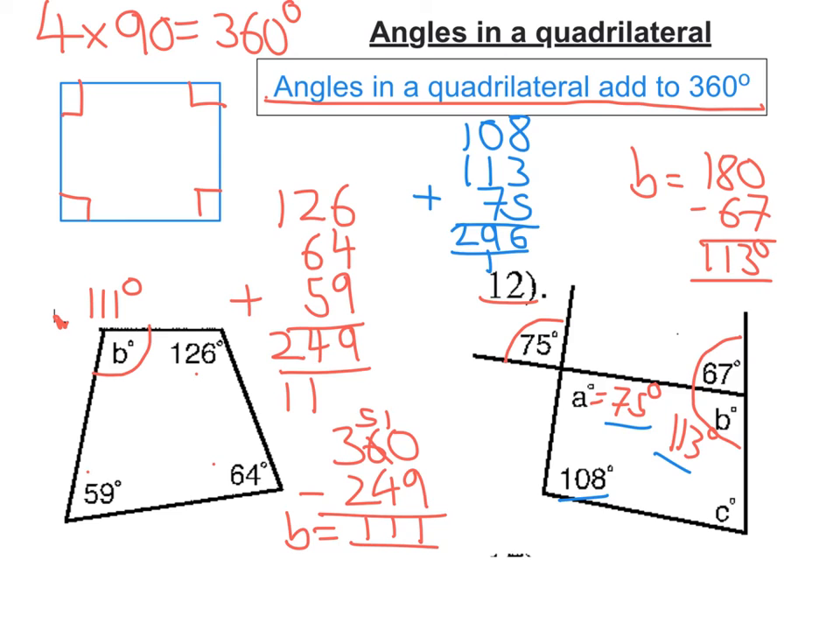Take 296 away from 360 and you're left with 64. So C is 64 degrees.